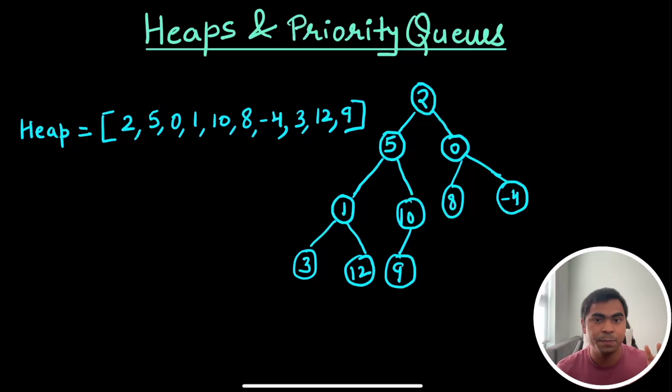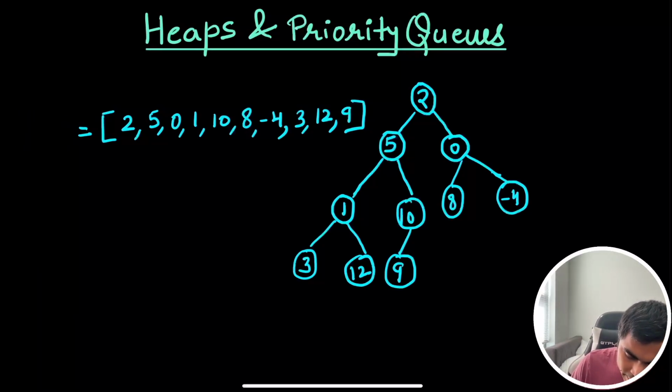Now heaps, specifically a min heap or max heap, also give priority to their values, depending on whether it is a min heap or a max heap. Right now I have written this heap, but it's actually not a heap. Let me change it to a regular array. Let's call it array A. This array that you're seeing right here could simply be represented as this binary tree. How?